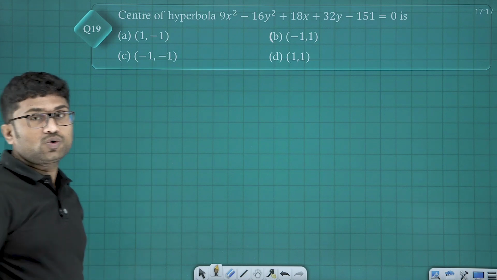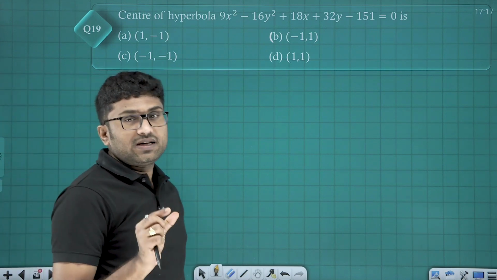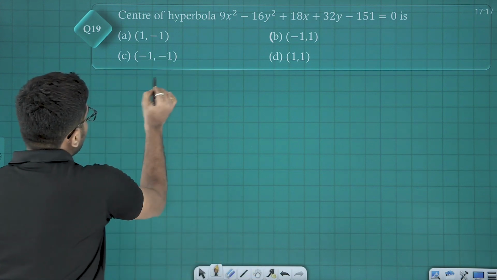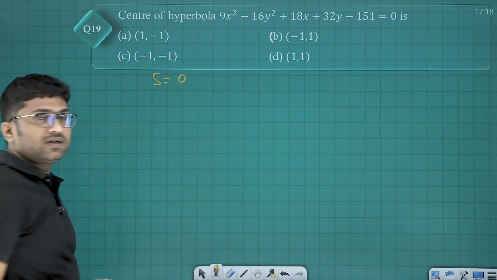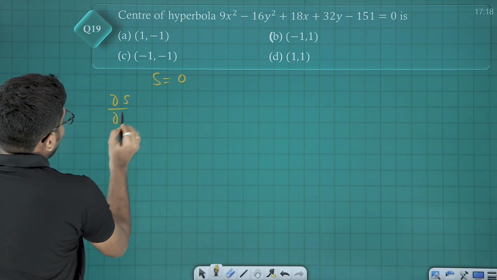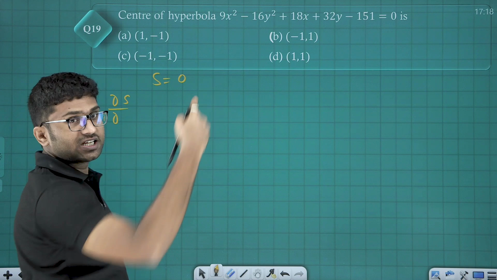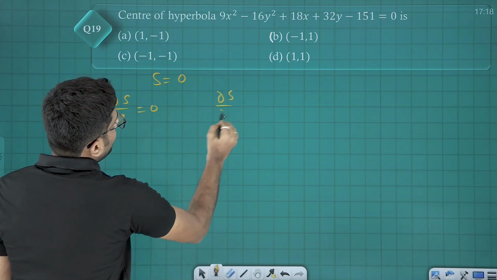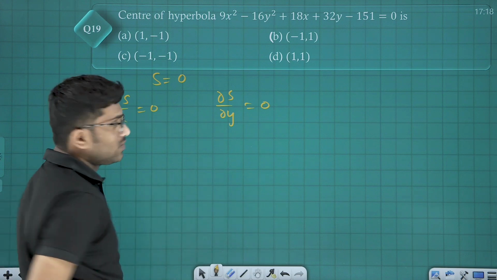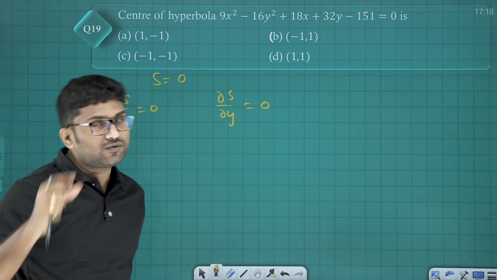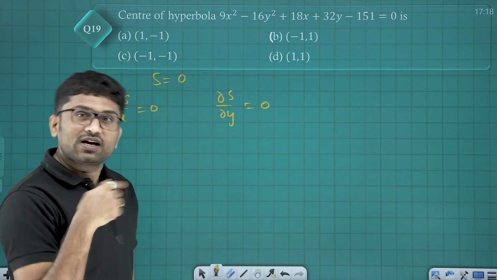Next question. Center of the hyperbola. I already told you how to find the center. For the center, the best thing we can use is partial differentiation. So if S equals 0 is the equation of the curve, then what to do? We partially differentiate with respect to x and equate it to 0. Dou s by dou y, we partially differentiate the given S with respect to y and equate it to 0. We'll get two linear equations. By solving them, you'll get the center of any curve.